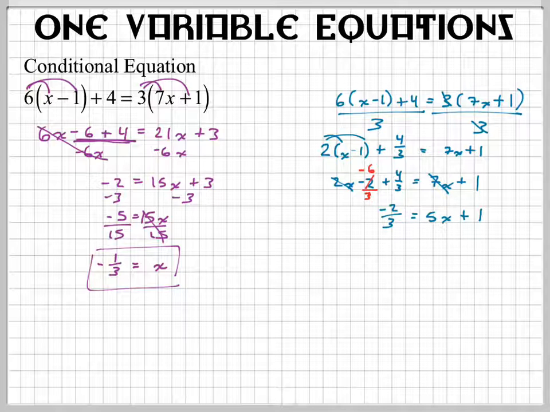Alright. I'm going to subtract 1 from both sides. Subtract 1. Now that 1 I'm going to change to have a denominator of 3, so it's -3 over 3. What is -2 minus 3? -5 over 3. This equals 5x.